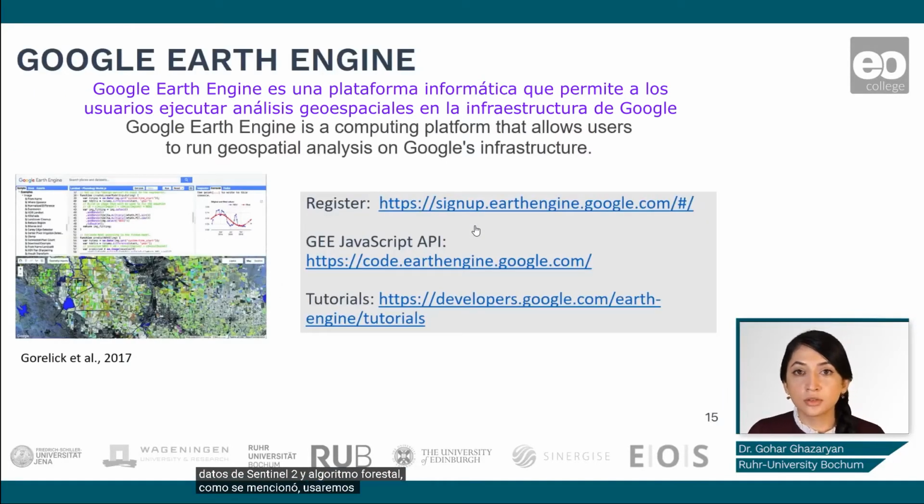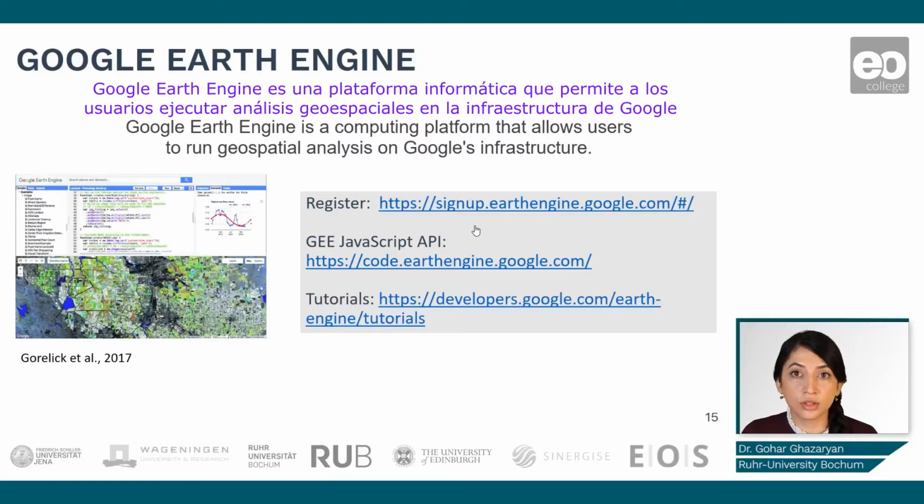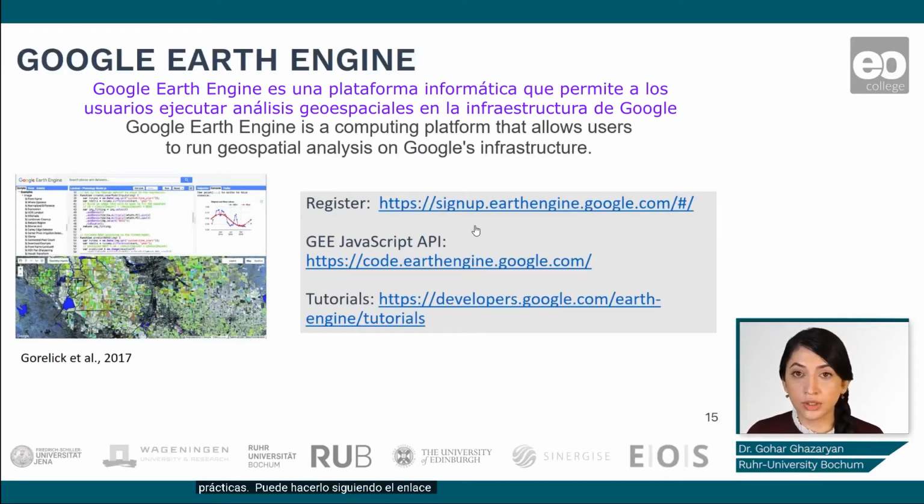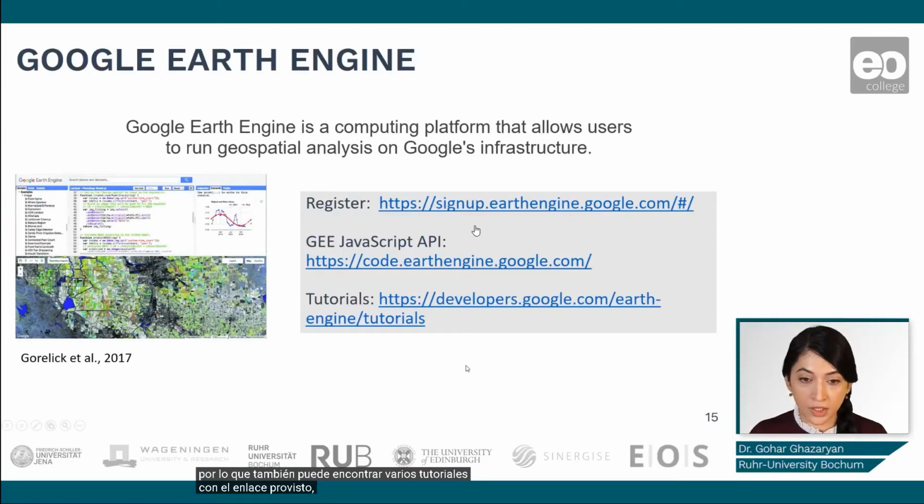So, as mentioned, we will use Google Earth Engine for these practicals. Google Earth Engine is a computing platform that allows users to run geospatial analysis on Google's infrastructure. The prerequisite for this is to have a registration, which you can do by following the provided link. The Google Earth Engine API is available in JavaScript and Python, and for these practicals we will use the web-based JavaScript API for interactive coding and development of algorithms. You can also find several tutorials with the provided link.